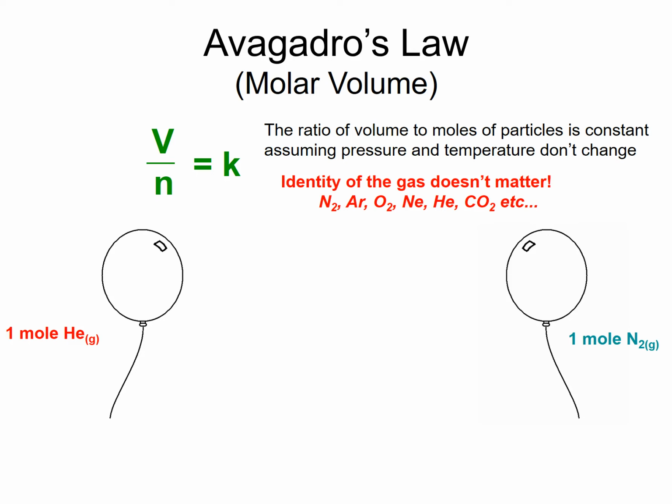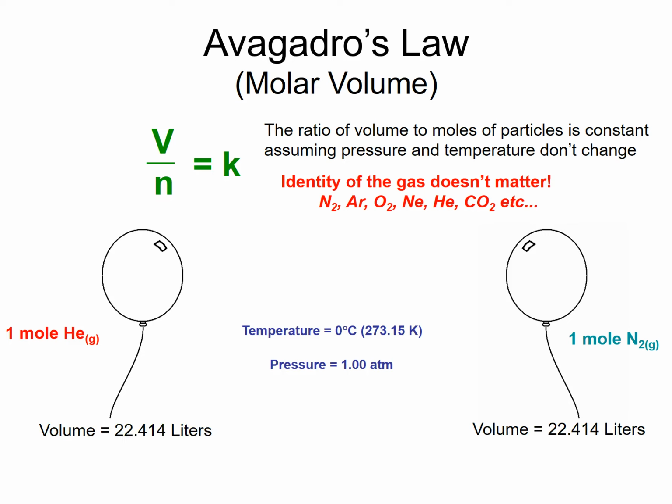And so the temperature we're going to assume, in this illustration anyway, is 0 Celsius, 273.15 kelvins. And the pressure is equal to a perfect 1.00 atmospheres. Now, set up in this way, with 1 mole of gas in either balloon, the temperature just so, the pressure 1 atmosphere, then the volume of both balloons will be 22.414 liters, independent of the identity of the gas.